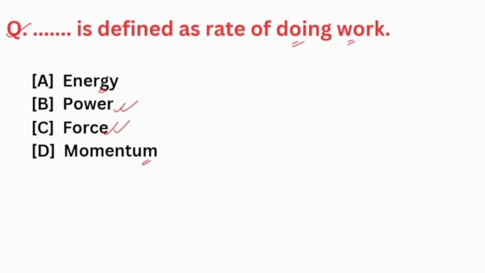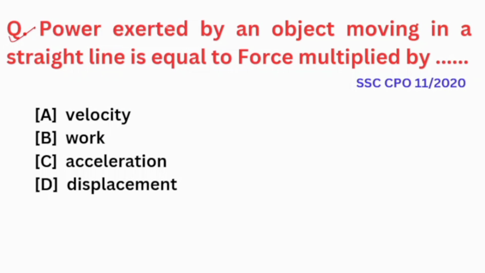Okay. And we know what is momentum. Momentum is the product of mass and velocity of an object. Okay. Next is, power exerted by an object moving in a straight line is equal to force multiplied by dash. The correct answer is velocity. Power exerted by an object moving in a straight line is equal to force multiplied by velocity. Okay, let's move on to the next question.